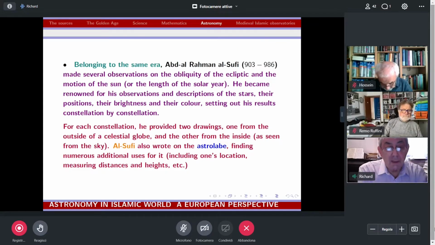Now, Abd al-Rahman al-Sufi made several observations of the obliquity of the ecliptic and motion of the sun, or the length of the solar year. He became renowned for his observation and description of the stars, their position, brightness and color, setting his results constellation by constellation. For each constellation, he provided two drawings, one from the outside of a celestial globe and another from the inside. He also wrote on the astrolabe, finding numerous additional uses for it, including finding one's location and measuring distances and heights. It was almost like GPS now.